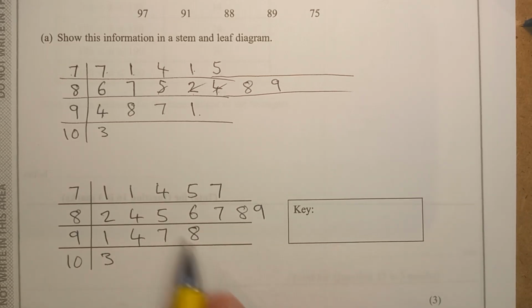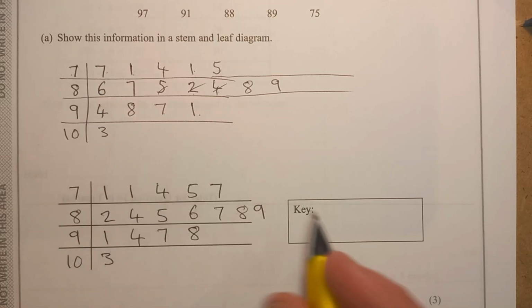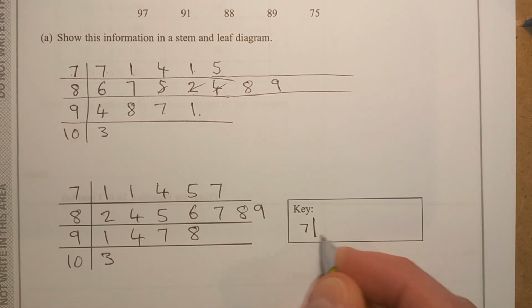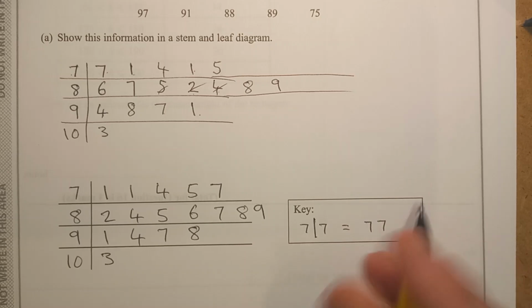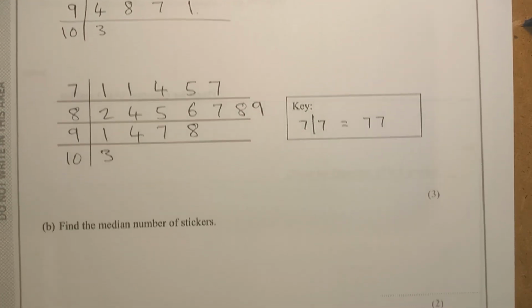The key just means we're explaining our notation. So we're just saying that 7 | 7 equals 77. That was for 3 marks.